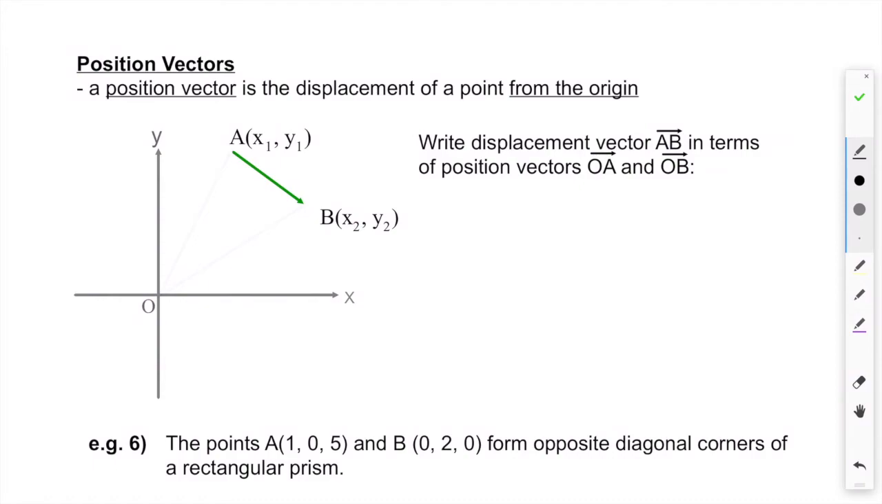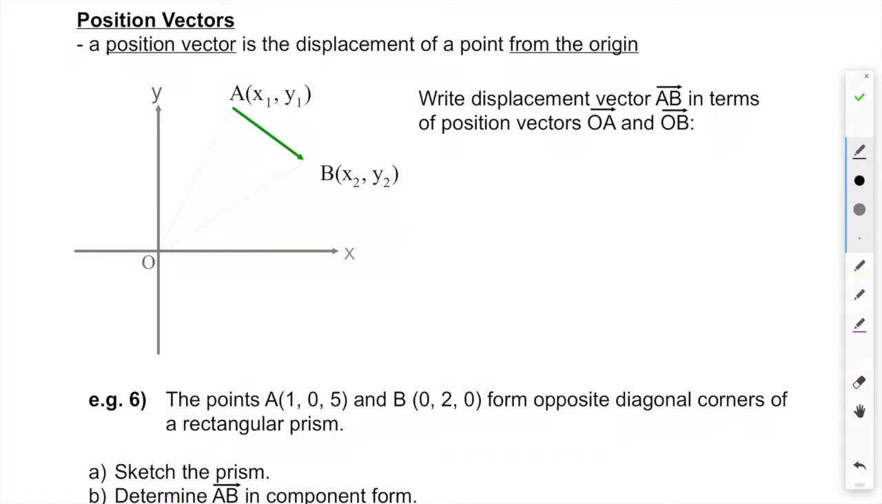Moving on, we are going to now look closer at position vectors. Like we mentioned before, a position vector is the displacement of a point from the origin. So here I have x1, y1. I can say that the vector OA is the position vector x1, y1, and the vector OB is the position vector of x2, y2.